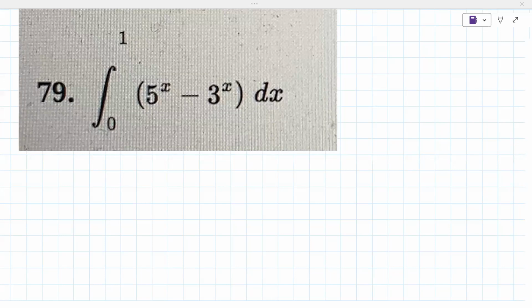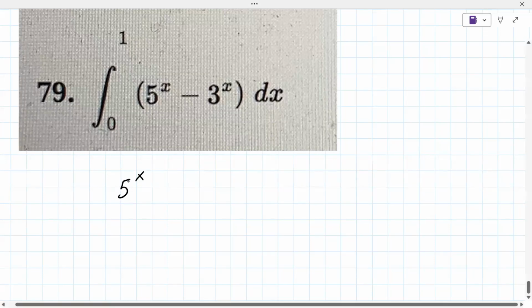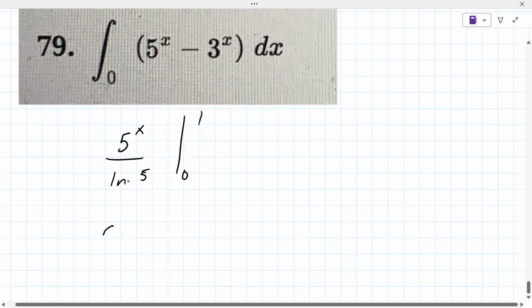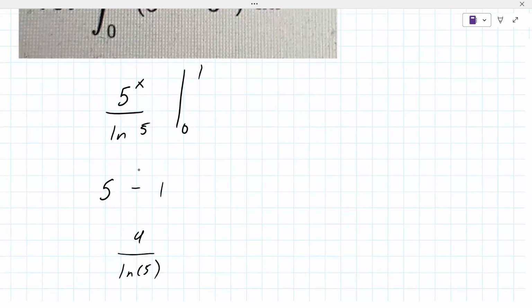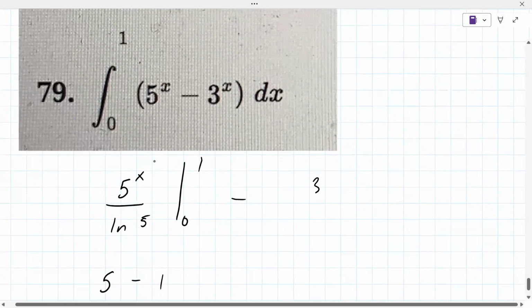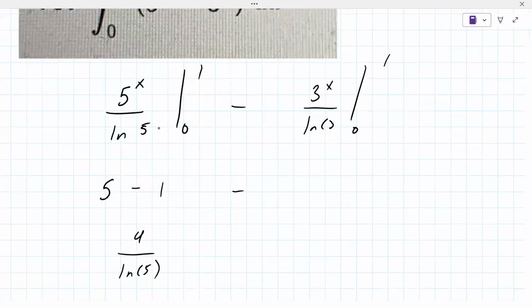Okay, 4 over the natural log of 5 minus 2 over the natural log of 3. Oh, I see. I'm struggling to see where that came from, so let me write it out here. The first one is 5 minus 1, and that's where you got the 4, is that right? Yeah. Okay. So this could appear in a variety of ways. Minus 3 to the x over natural log of 3, also evaluated from 0 to 1. So that's the 2.